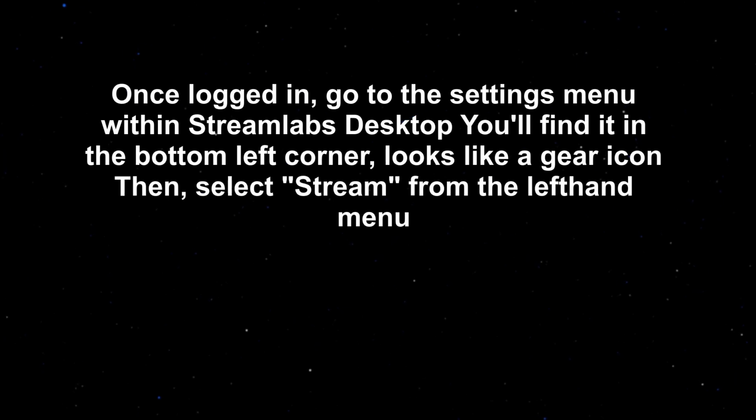Once logged in, go to the Settings menu within Streamlabs desktop. You'll find it in the bottom left corner. Looks like a gear icon. Then, select Stream from the left-hand menu.